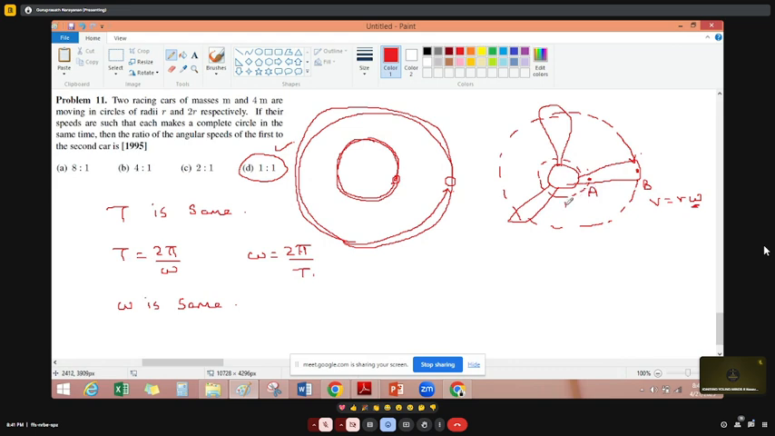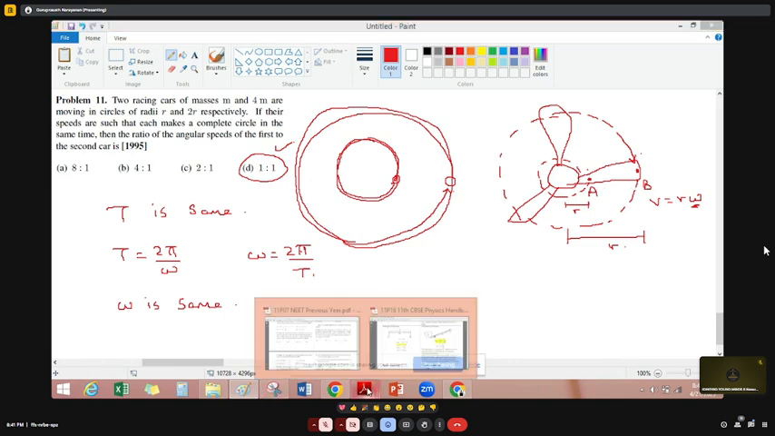You see the radius here is smaller, whereas the radius here is bigger. So as the radius increases, the linear velocity will increase. Very often think about the ceiling fan, you will get the idea.